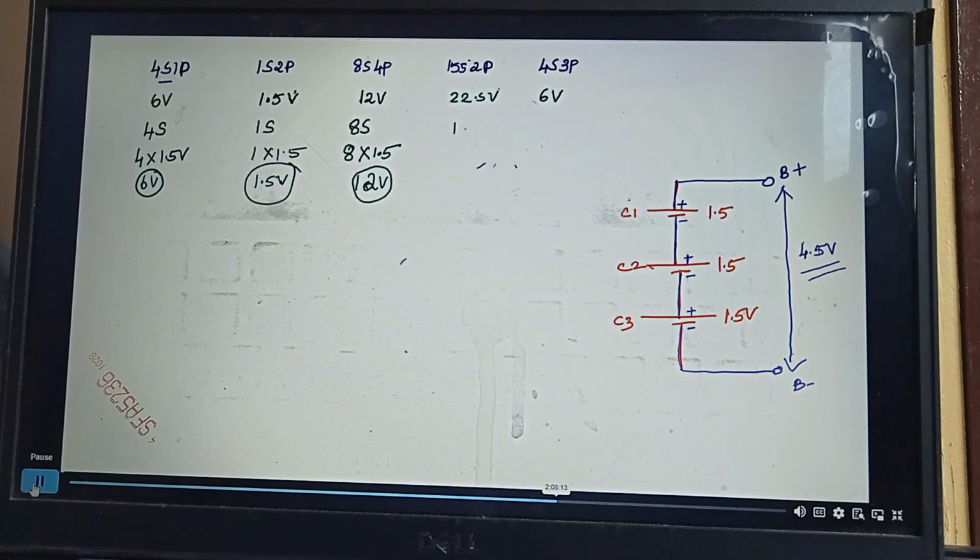Here 15s. So 15s, that means 15 into 1.5. So the number of cells in series decides the voltage. You have to multiply the number of cells in series into the voltage of each single cell. So it is 15 into 1.5, which is 22.5. Right, again here 4s. So 4 into 1.5, 6. Okay, is it clear?